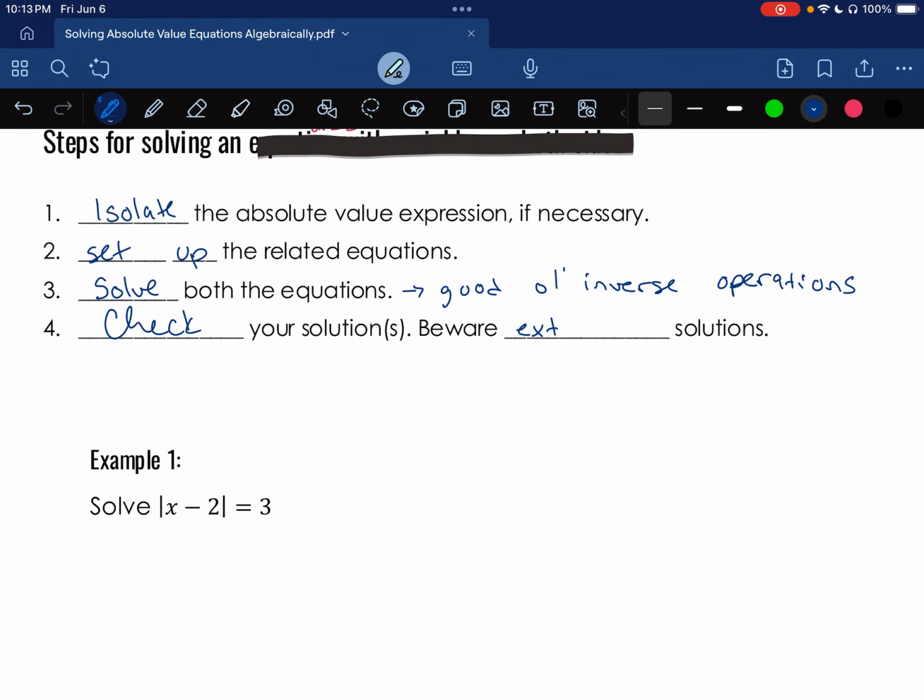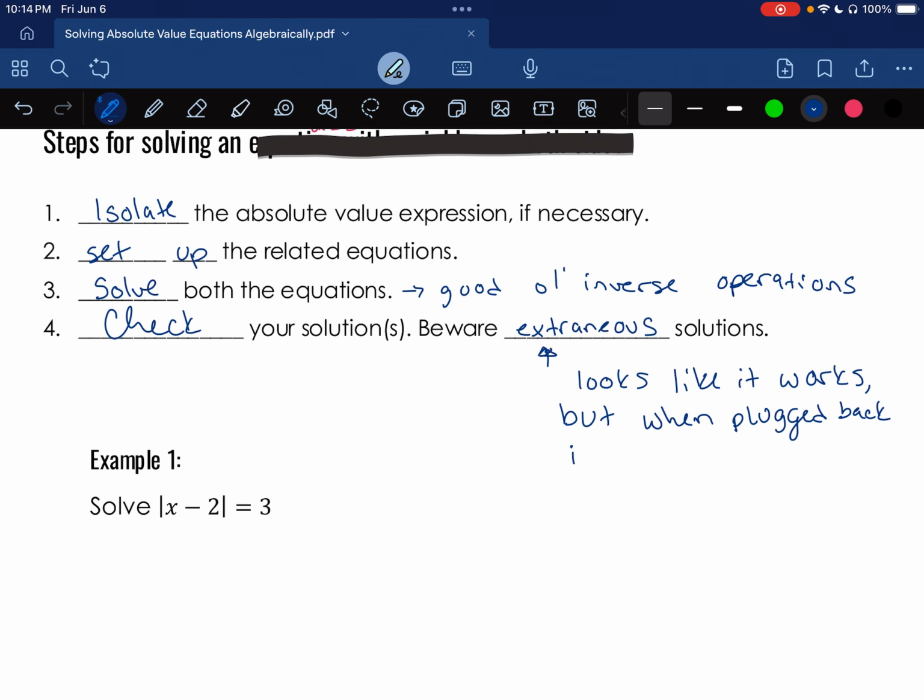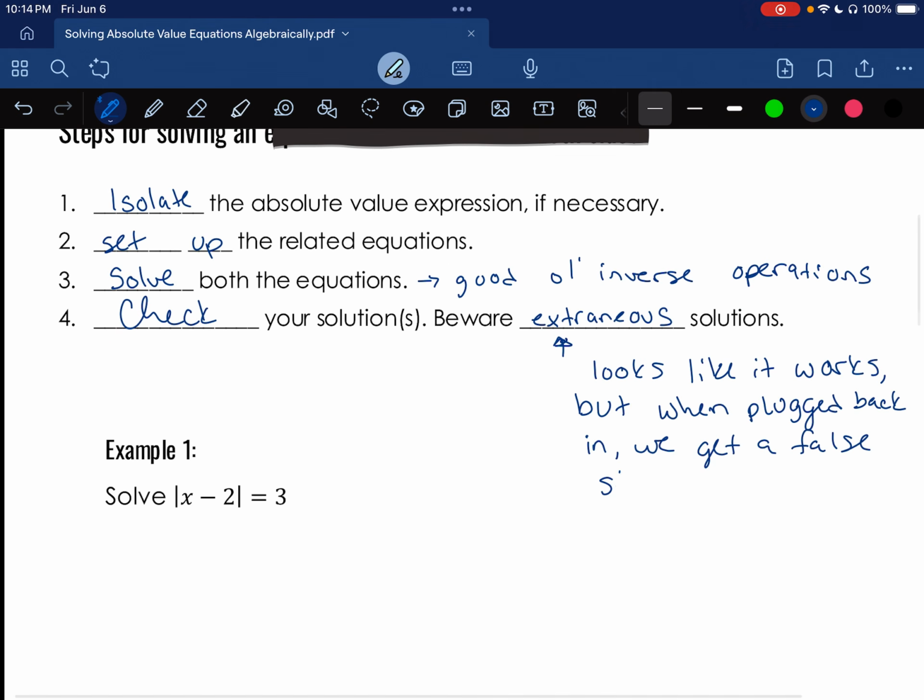Beware of what are called extraneous solutions. So extraneous solutions basically means looks like it works, like we did all our work correctly and we get it like it should be a solution, but when we plug it back in, it doesn't work. We get a false statement, right? So something like -3 equals +3. That's no good. And we'll see one of those later on.